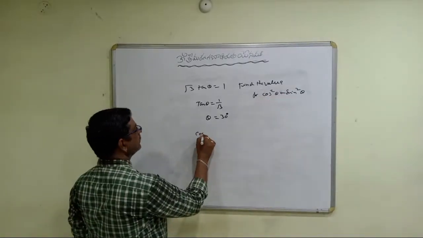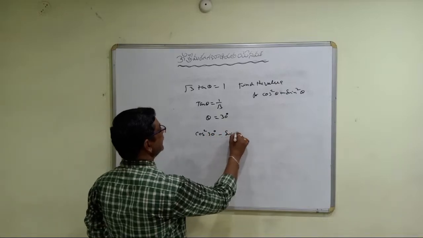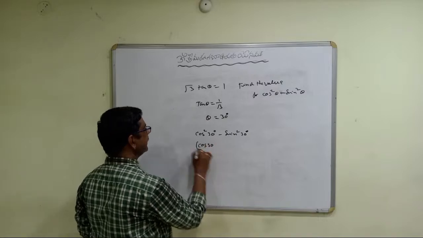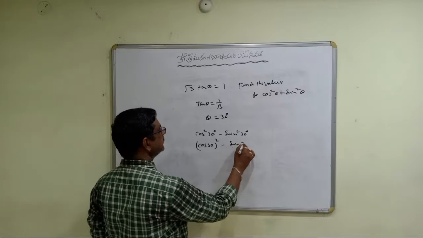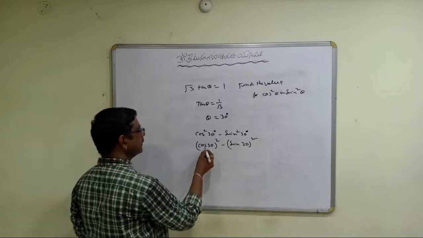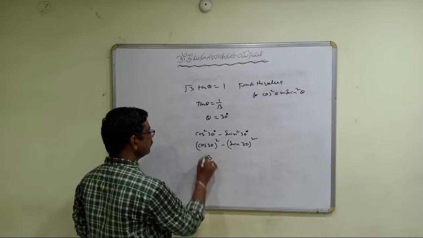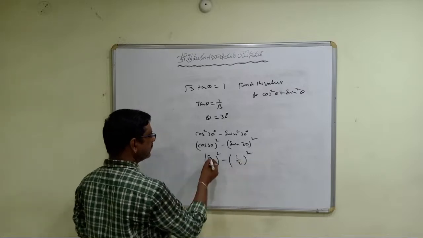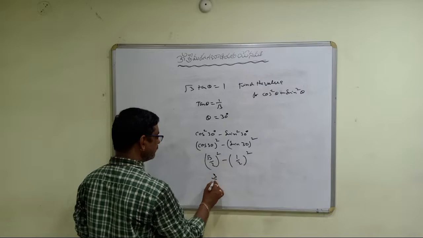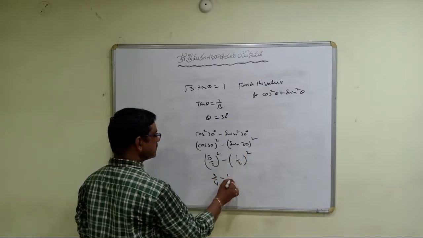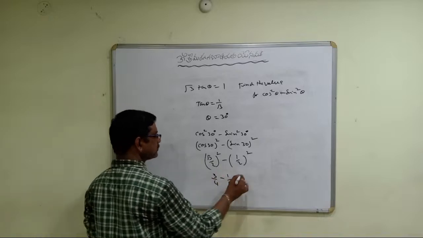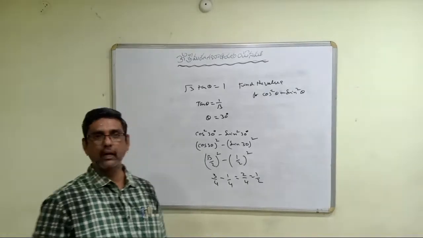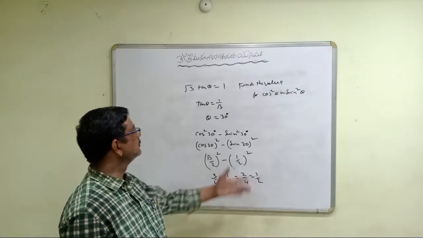Cos square 30 degrees minus sin square 30 degrees. Cos square 30 degrees is nothing but cos 30 whole square minus sin 30 whole square. And we know cos 30 is root 3 by 2 whole square and sin 30 is 1 by 2 whole square. Root 3 by 2 whole square is 3 by 4 and 1 by 2 whole square is 1 by 4. So 3 minus 1, 2 by 4. Answer is 1 by 2. Just like that. This is one model.